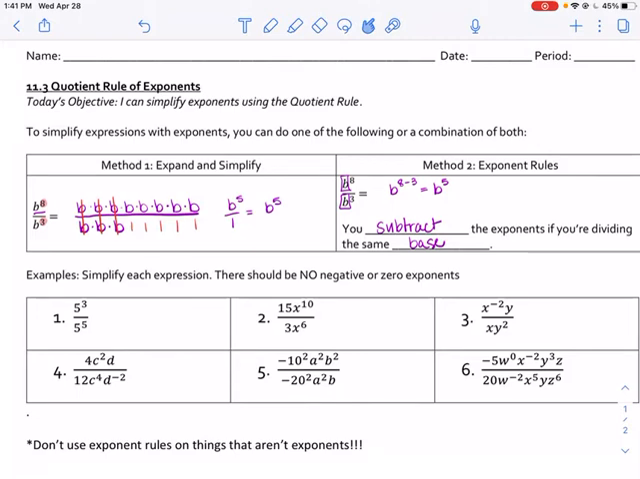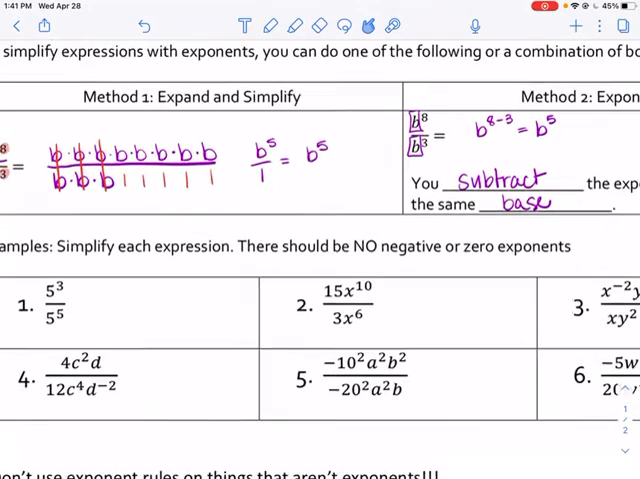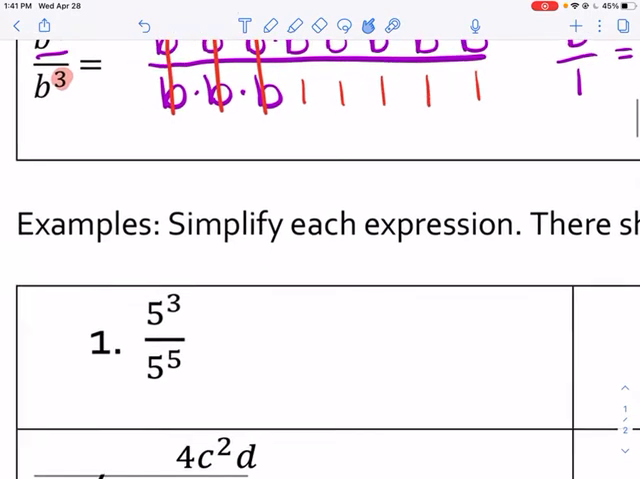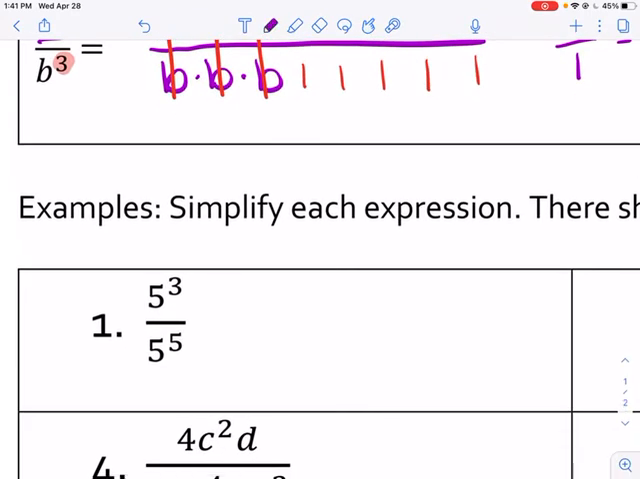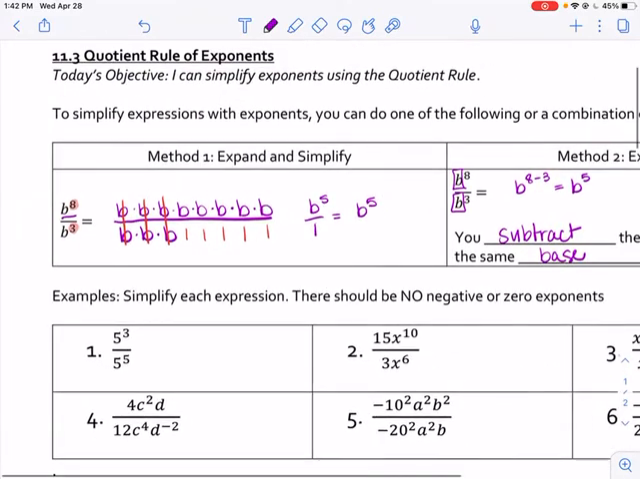I usually end up doing a combination of expanding and exponent rules. I don't usually use one all of the time. Let's look at number 1. Let's say you wanted to do this the easy way and just subtract it. Our directions say that there should be no negative or 0 exponents, so keep that in mind.